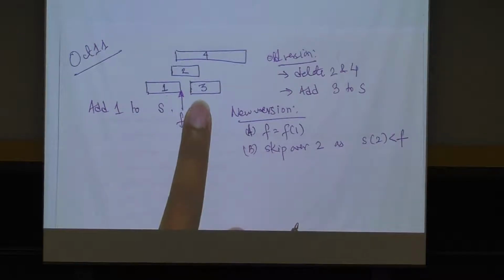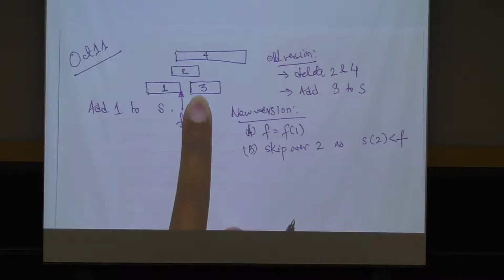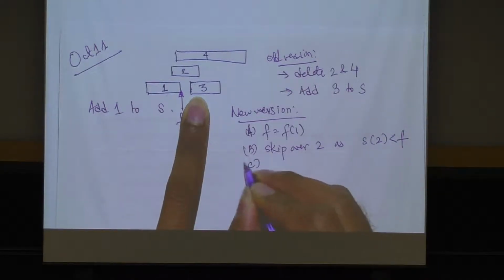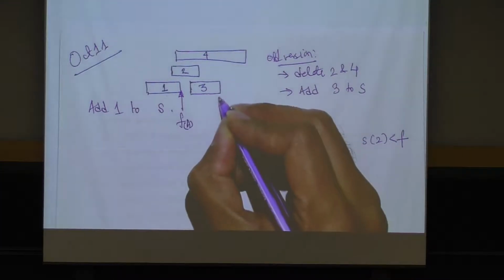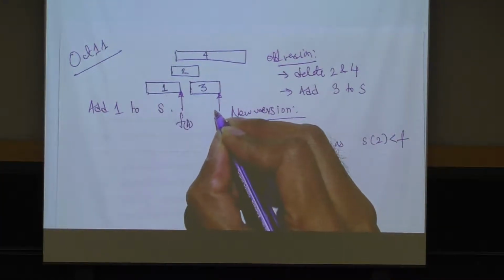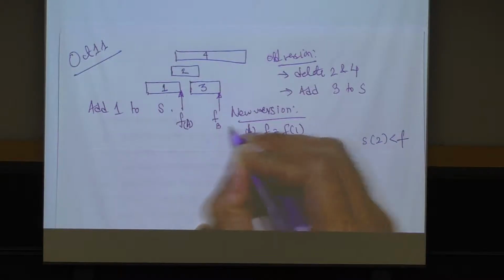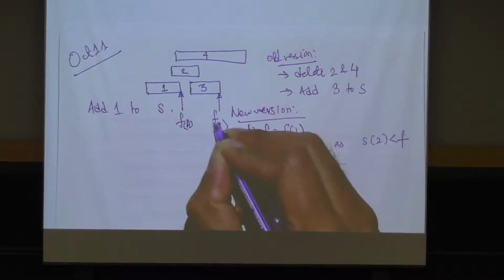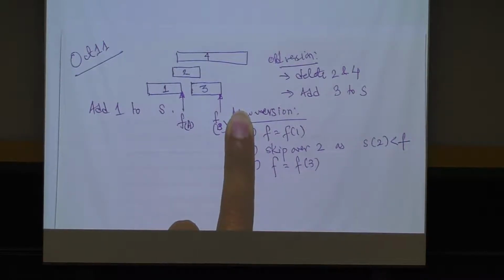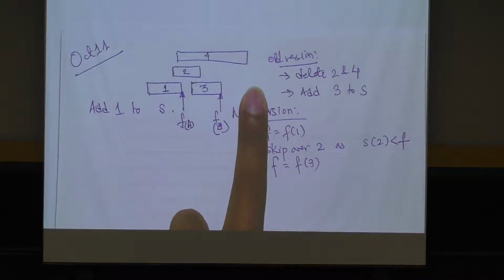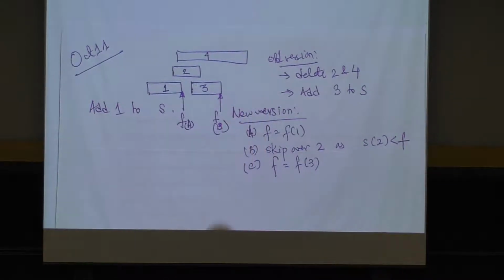Okay. And the next guy that you get is 3. And you're going to go ahead and add 3. So the important point to note is I have not messed with 4 yet. Okay. So the next thing is F becomes F of 3. So my F moves here. This is F, and this is part C. And now you want to look at the next guy that doesn't conflict with this. You go to 4, you see 4 conflicts, so you're not going to add it.